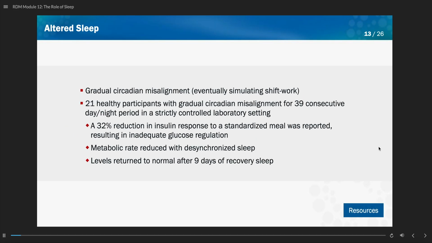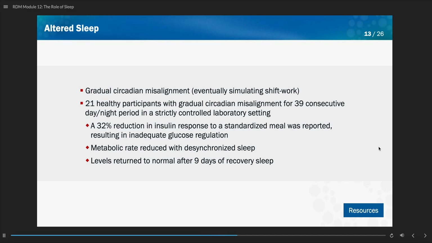As people work, and as some of us have done this as well through our training programs in medical school and residency, shifting from daytime to evening to nighttime work or overnight call, this circadian misalignment occurs. And there was an interesting study looking at 21 healthy participants who had a gradual circadian misalignment for 39 consecutive days, like many of us had during residency and our training. And they found over the course of that 39 days, there was a 32% reduction in insulin response to the standardized meal, and there was an inadequate glucose regulation.